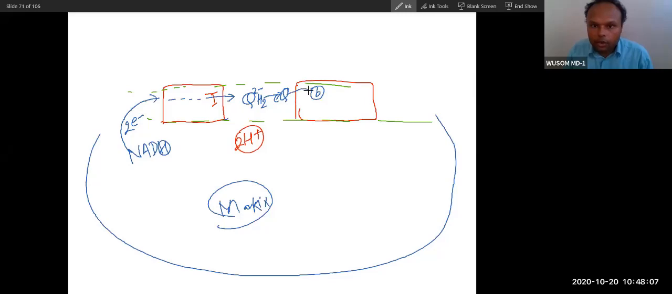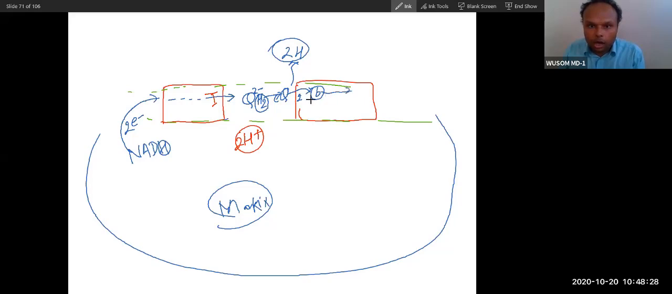And when it reaches here, the coenzyme Q will actually transfer electron only to cytochrome B. It will transfer 2 electrons only. So what happens with this hydrogen? This hydrogen will be pumped here. And then what will happen next? Here, there is one peculiar mechanism.